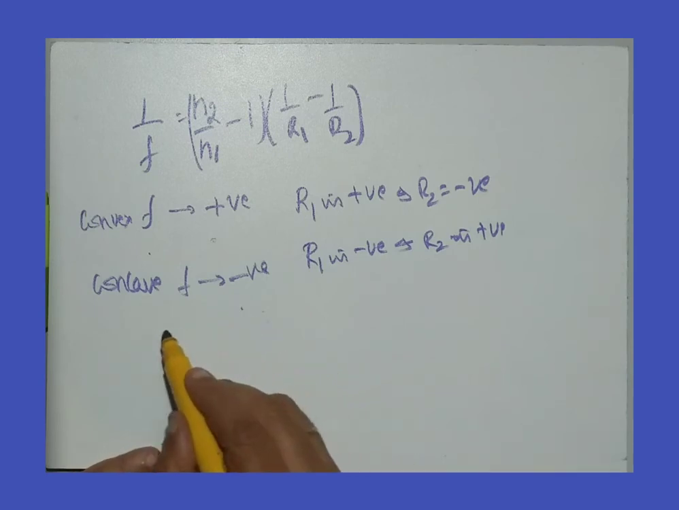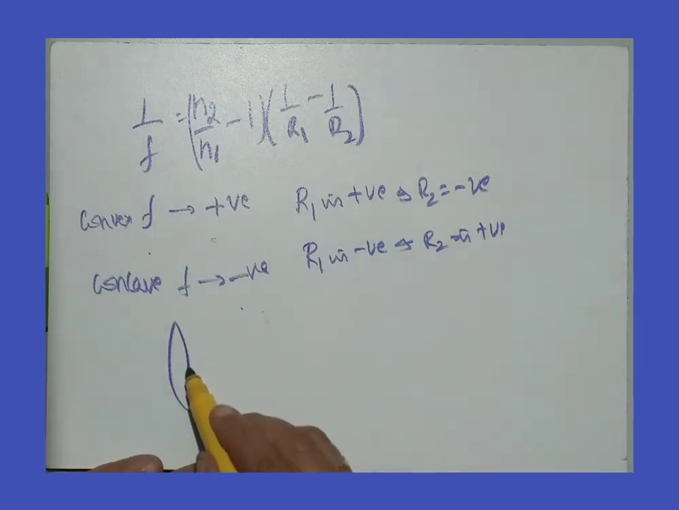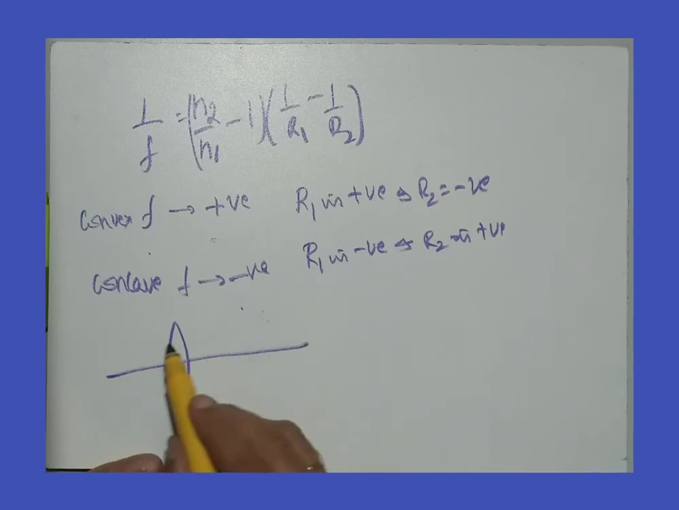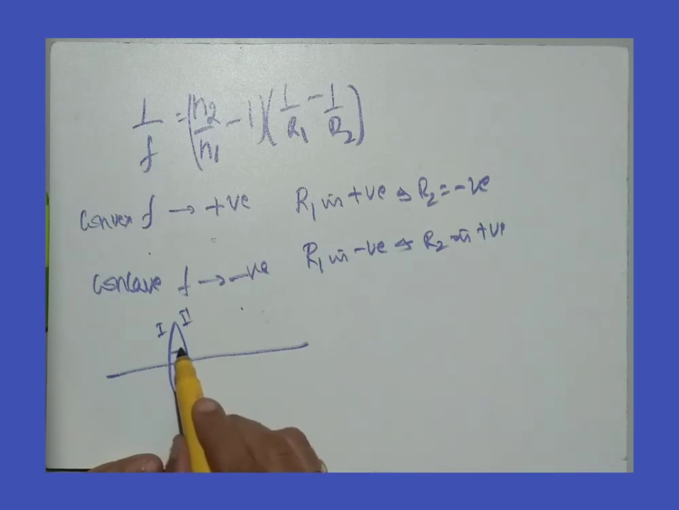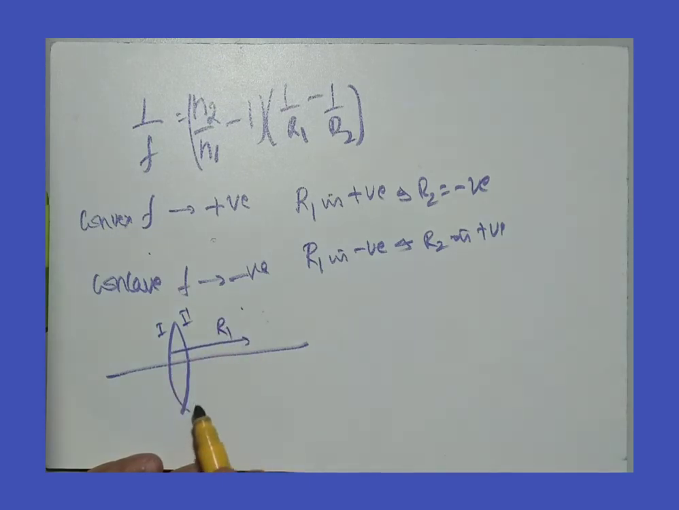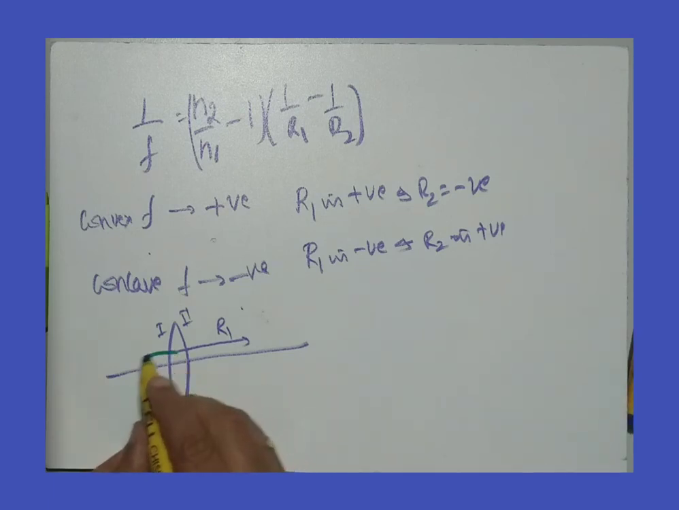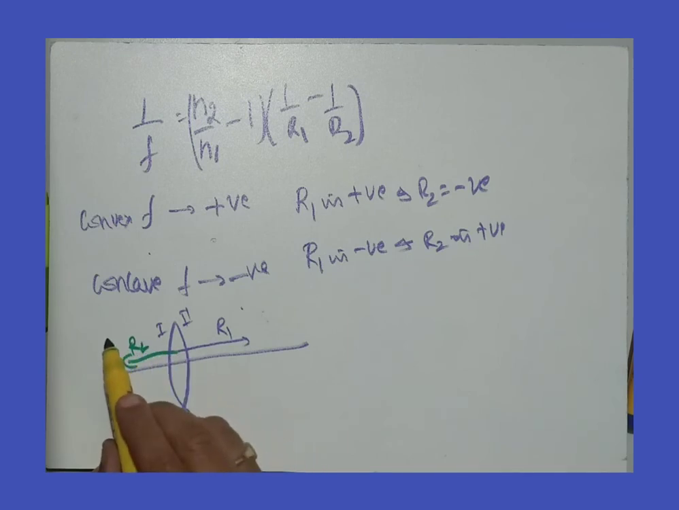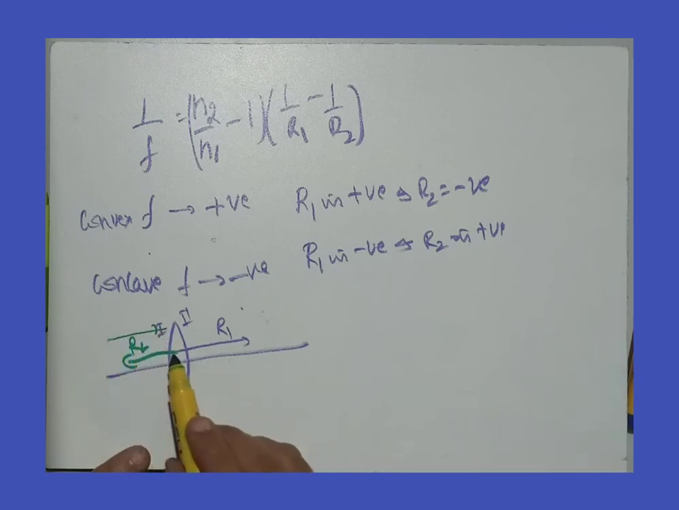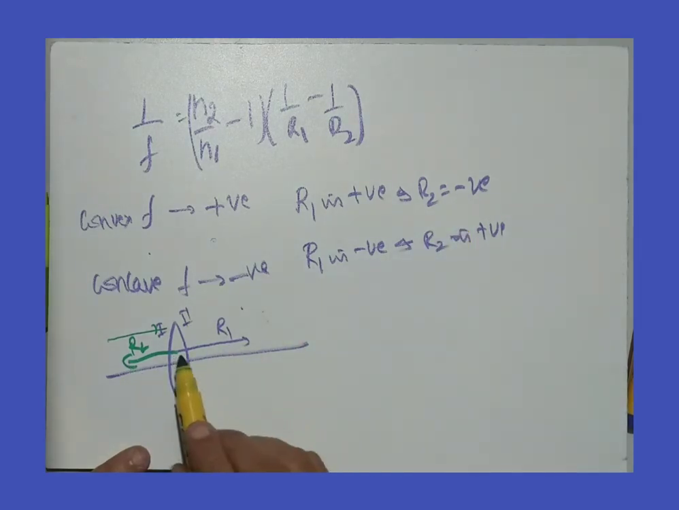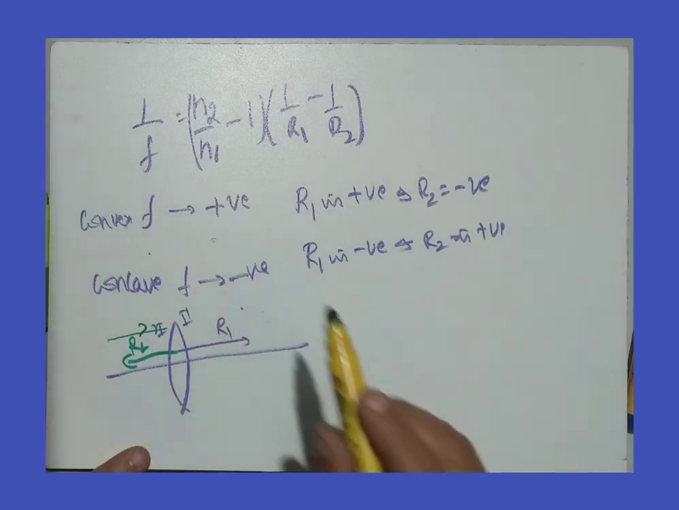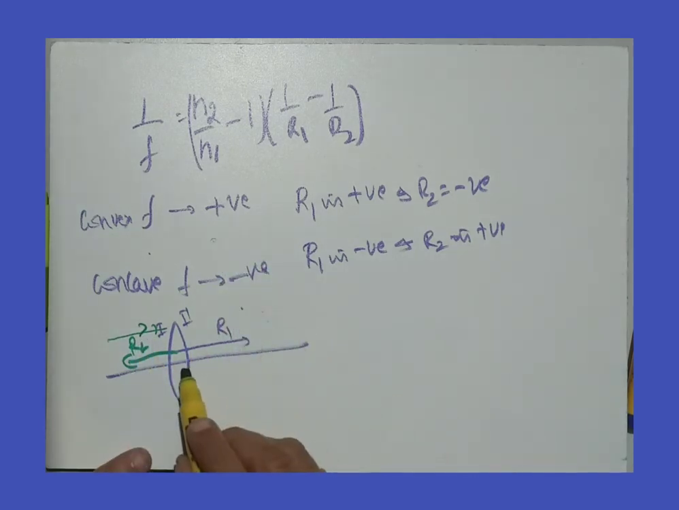Say for a convex lens, observe from this side, this is the first face, this is the second face. The first face radius of curvature is like this. The second face radius of curvature is this way, R2. Since the incident beam comes from the left side, R2 is measured in the opposite direction. Therefore, R2 is negative for a convex lens. R1 is measured in the direction of the incident beam. Therefore, it is positive. And focal length is also measured in the forward direction, so F is also positive.